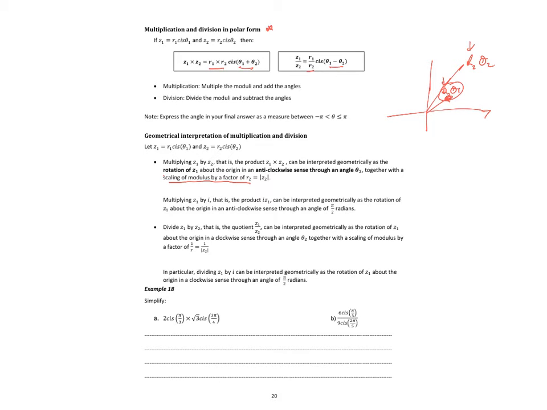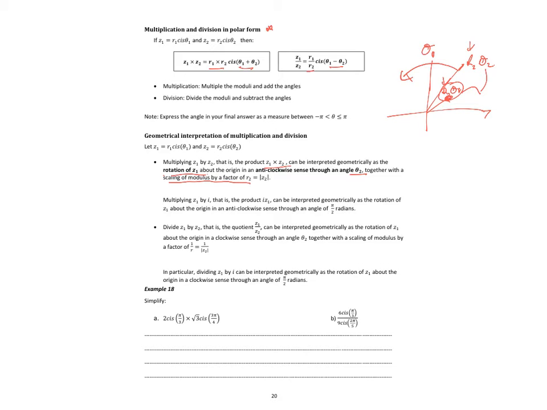In terms of an angle, because we're adding the angles together, this angle here is just going to rotate a further theta 2. Whatever theta 1 happens to be is added to theta 2, so it rotates. So multiplying Z1 and Z2 gives the product, a rotation of Z1 about the origin in an anticlockwise direction through the angle theta 2. In other words, we're going to rotate that first complex number around by whatever the second angle is, and we scale it by a factor of the magnitude of Z2.